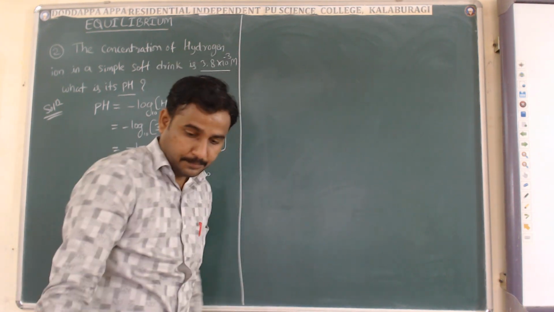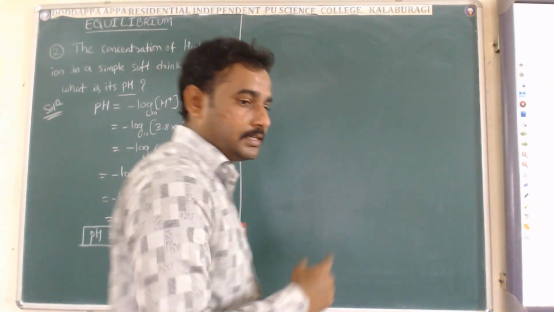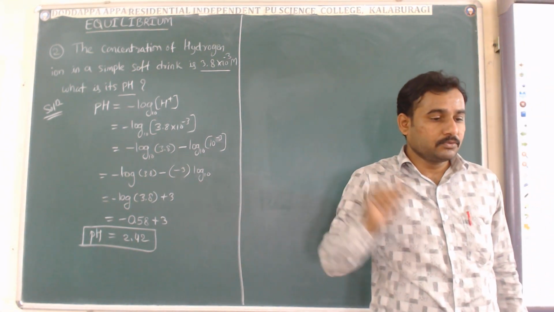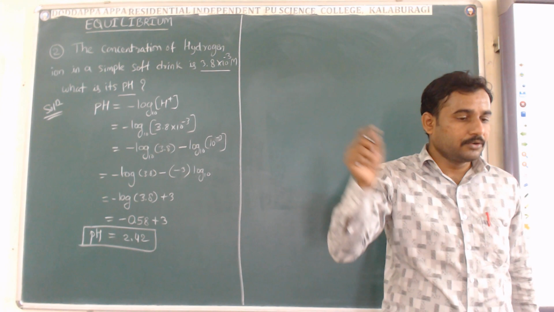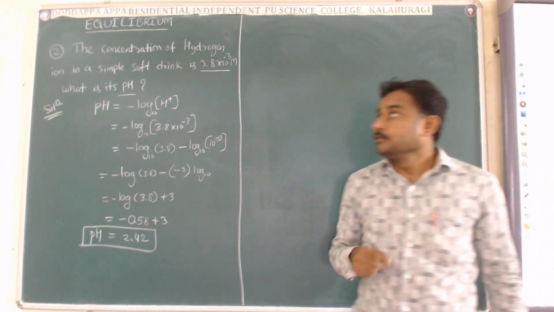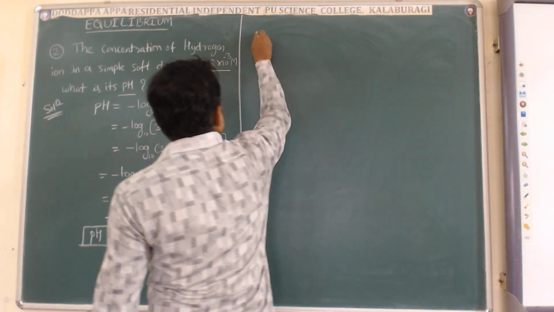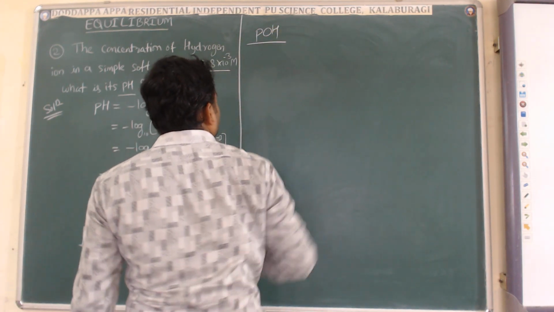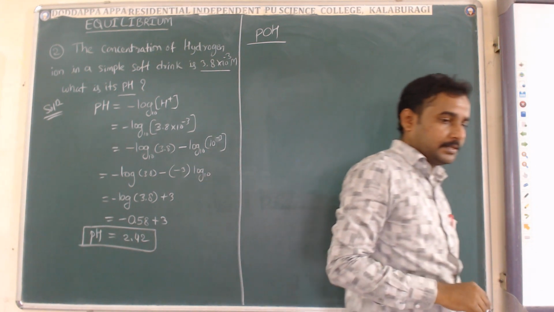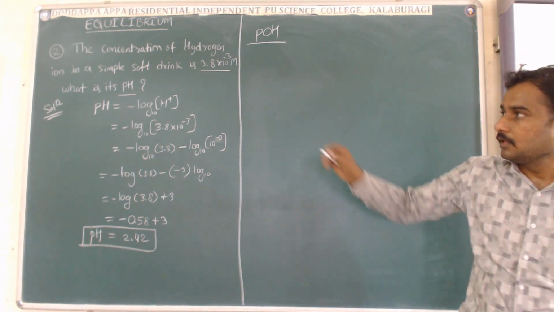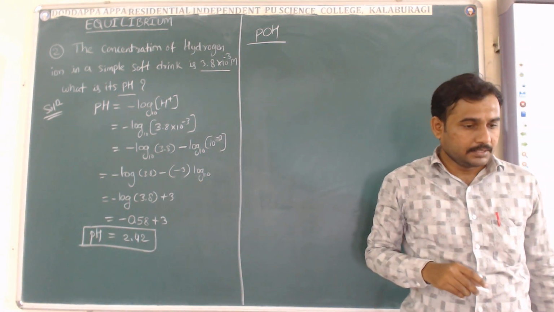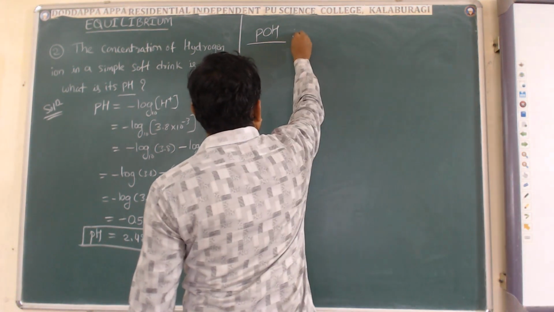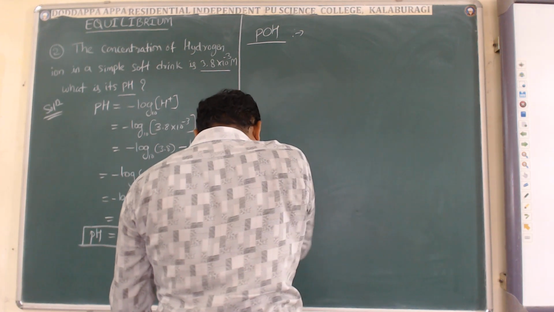Next one is the pOH. In the last class we studied pH. pH means the negative logarithm of base 10 of the hydrogen ion concentration or hydronium ion concentration. So we have to study about the pOH. What is the meaning of this pOH? As you defined the pH, like that you also have to define the pOH. What is the definition here?